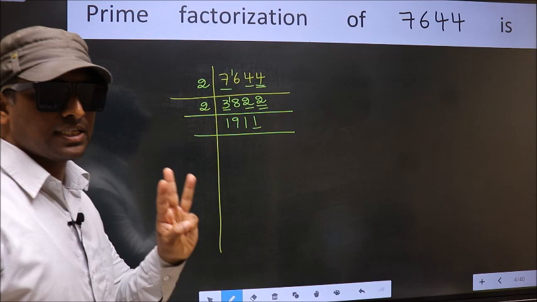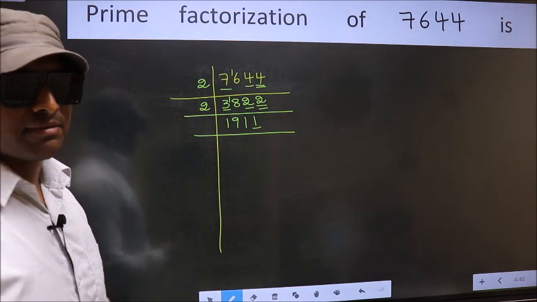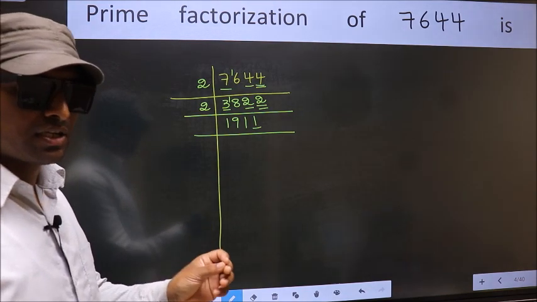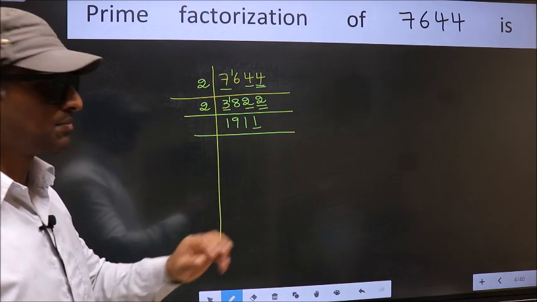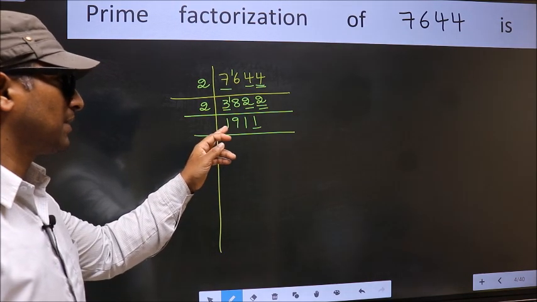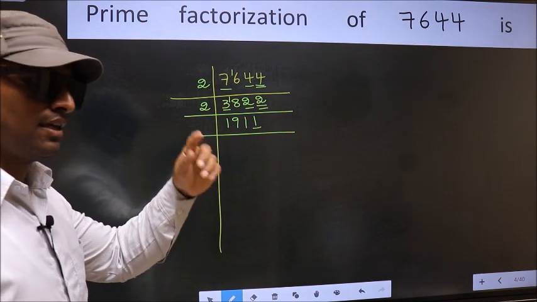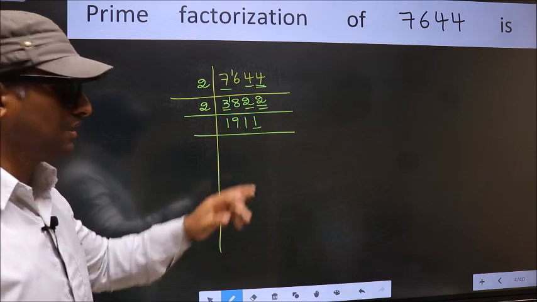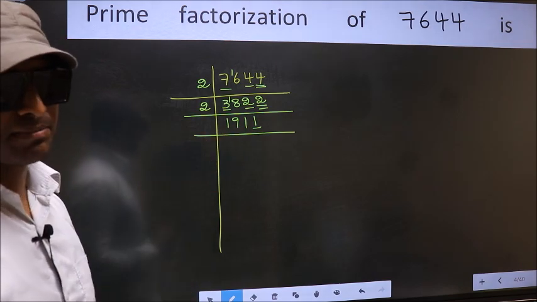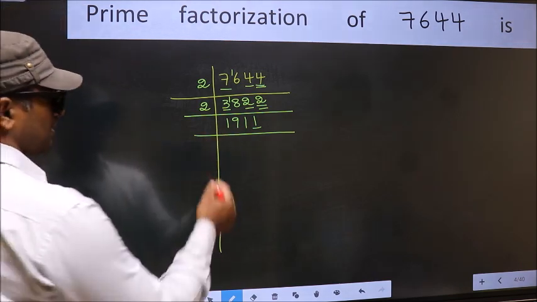Next prime number 3. To check divisibility by 3, for that we should add the digits. What I mean is 1 plus 9 plus 1 plus 1. We get 12 and 12 is divisible by 3. So this number is also divisible by 3. So take 3.